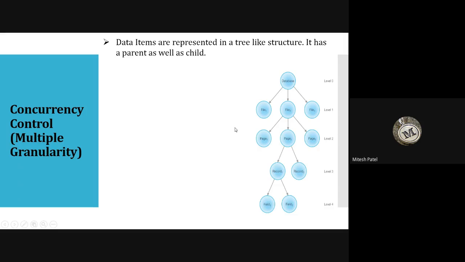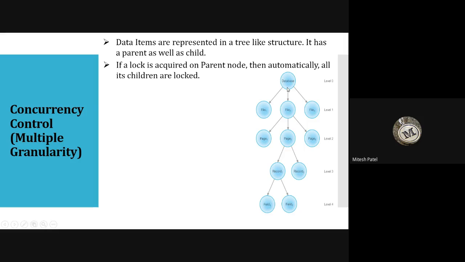Now, if we apply any lock mechanism on a parent node, either a shared lock or an exclusive lock, then automatically all its children are locked. If a lock is acquired on a parent node, then automatically all its children are locked. This is the main key line of this theory. If you remember this, then you are able to write the entire theory if they ask in the exam.